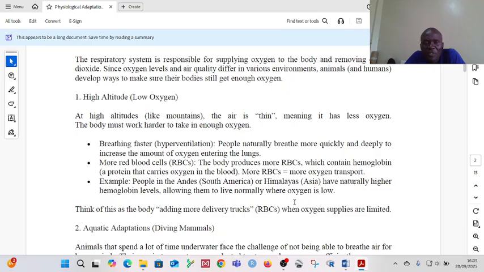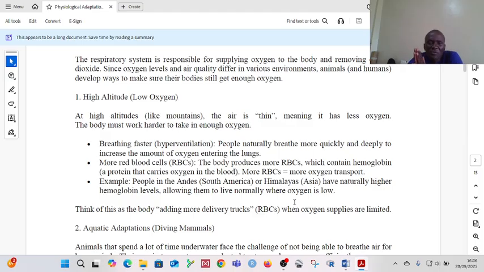The other way in which your body increases the amount of oxygen taken in is production of more red blood cells. These red blood cells contain hemoglobin. Hemoglobin is the protein that is responsible for carrying oxygen in the blood. So when you have more red blood cells in the body, it will just mean that the body will be able to transport more oxygen. Okay?